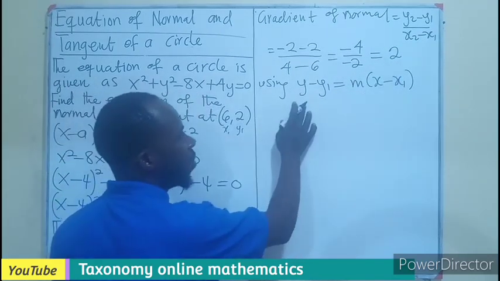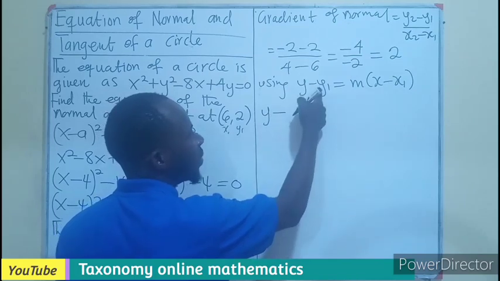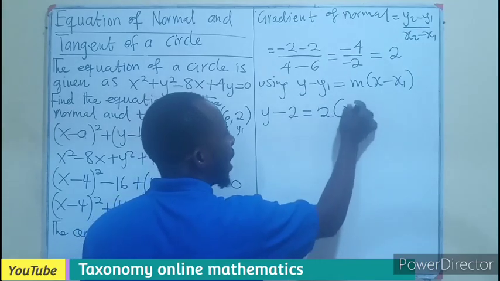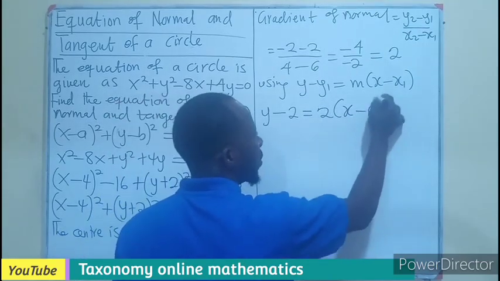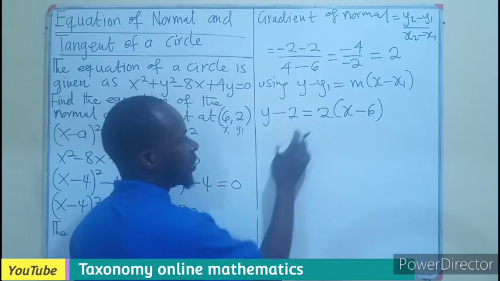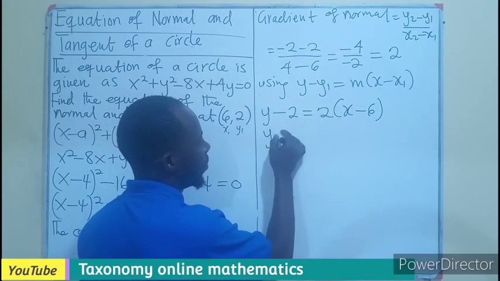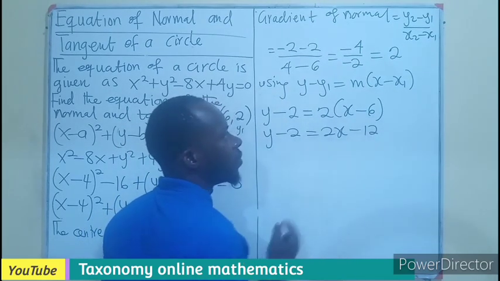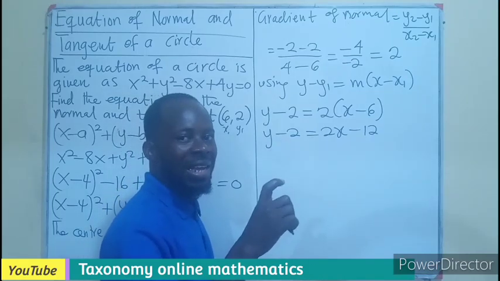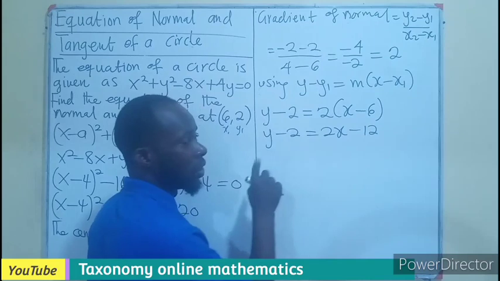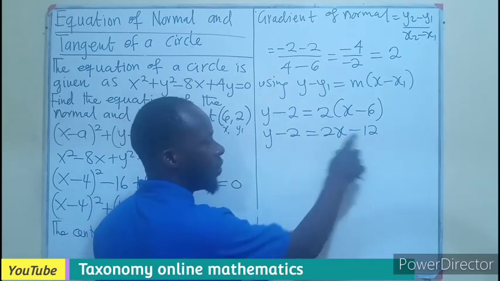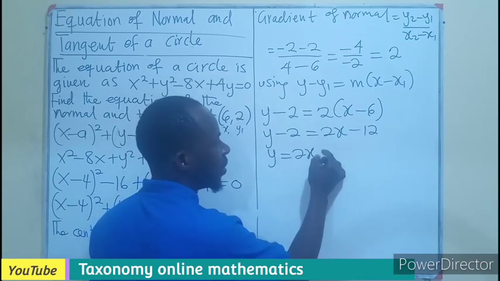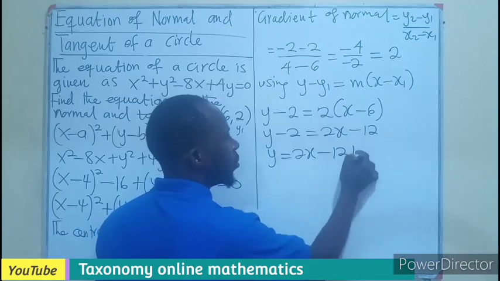Our equation of the normal is going to be y minus y1, in this case 2, equals 2 times x minus x1, which is going to be what? 6, right? Let's expand here. y minus 2 equals 2x minus 12. Leaving our equation in the equation of a straight line form, not the standard form, we can send the 2 away by adding 2 to both sides. y will be equal to 2x minus 12 plus 2.